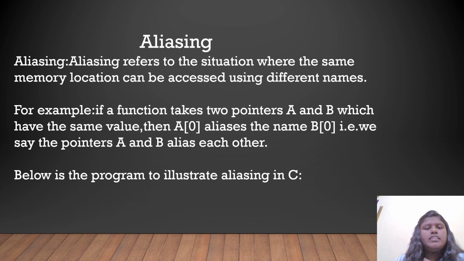Moving on to aliasing. Aliasing refers to the situation where the same memory location can be accessed using different names. For example, if a function takes two pointers a and b which have the same value, then a[0] aliases the name b[0]. We say the pointers a and b alias each other. Below is a program to illustrate aliasing in C.